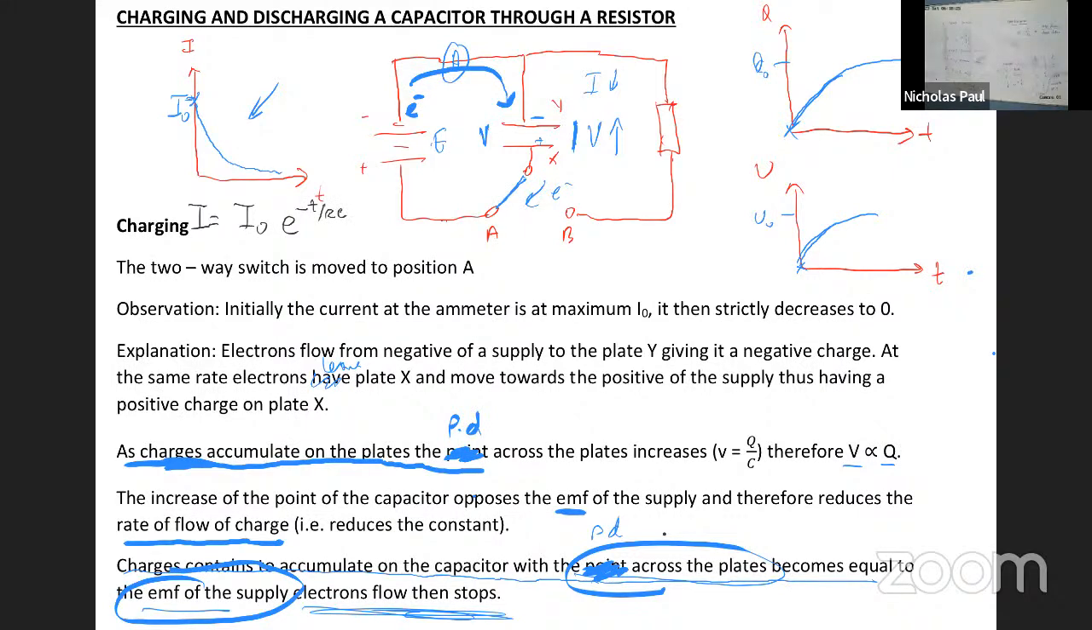For charging, Q is equal to Q naught times 1 minus e to the minus t over RC. And this one is V is equal to V naught times 1 minus e to the minus t over RC. t is time, R is resistance, C is capacitance.